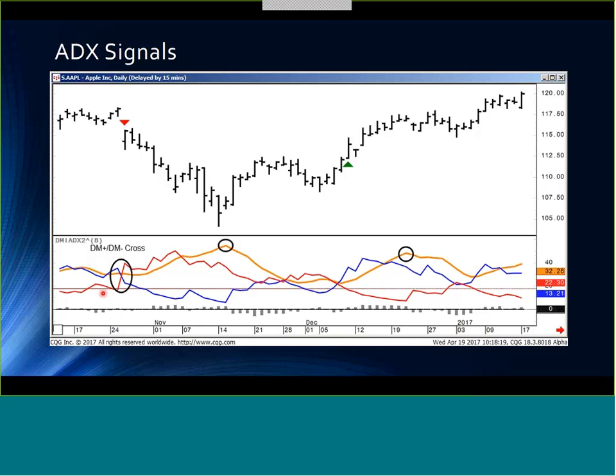So what I've done here, Apple again, November into December. We're really not looking for divergences here. We're looking for momentum. So this could be something you could use with one of your other oscillators. We've picked direction of trend. Obviously, price started to move down here. This red triangle is when the positive crossed below the negative directional movement index.